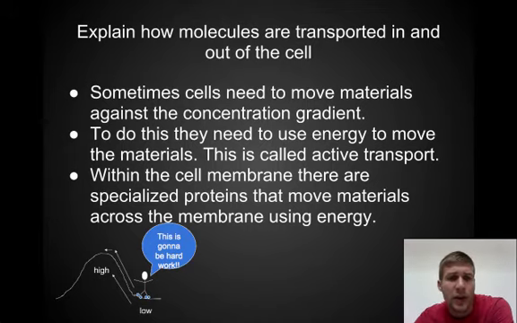So the picture at the bottom illustrates this going from a low concentration to a high concentration. So we can think of it as a person on rollerblades or roller skates going up a hill. So they're going from a low point to a high point. So they have to use a lot of energy, to do a lot of work in order to go from low to high.